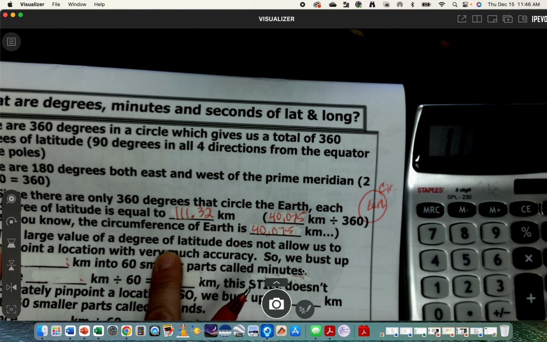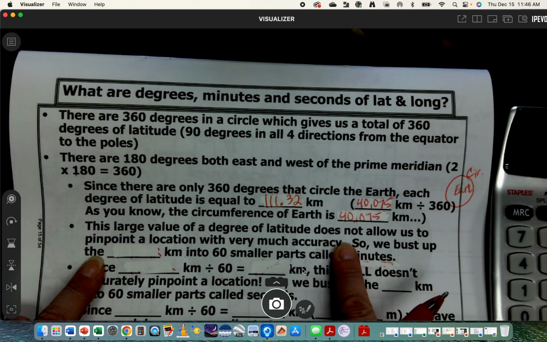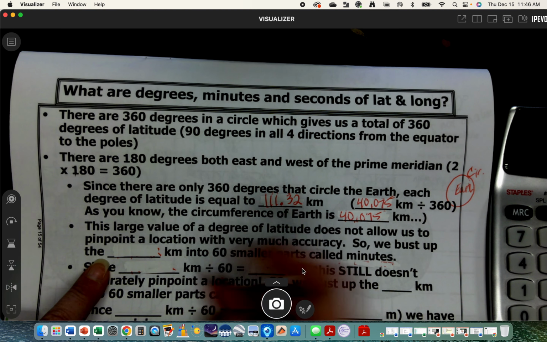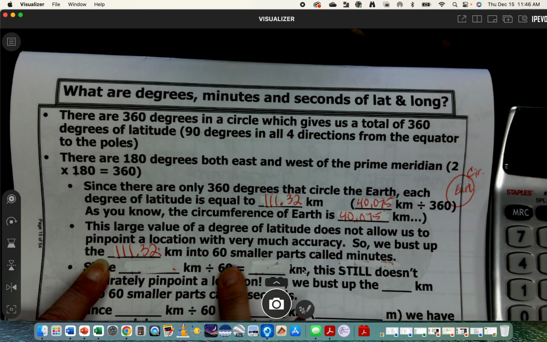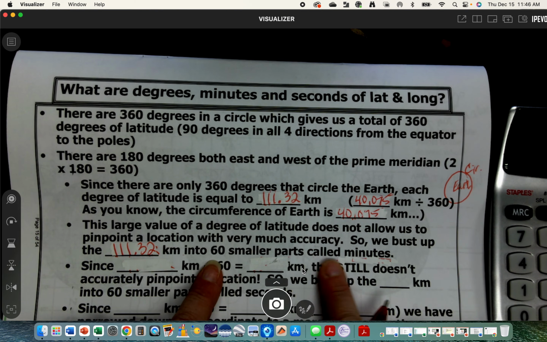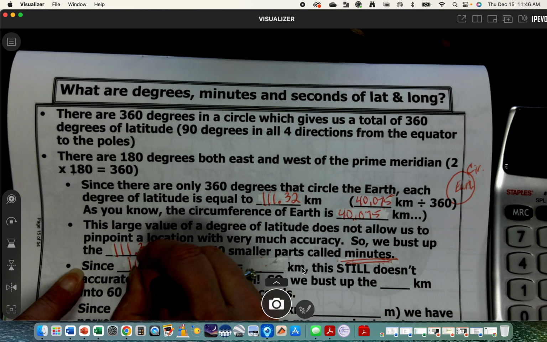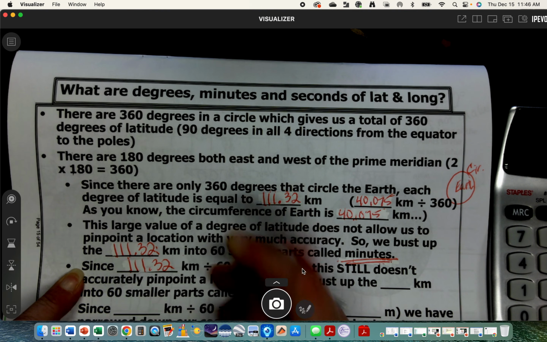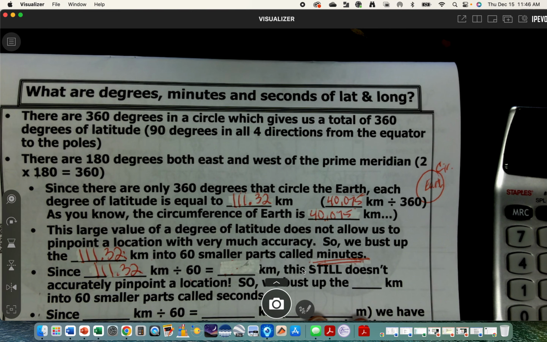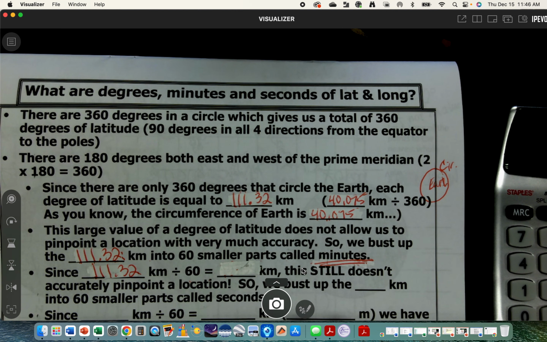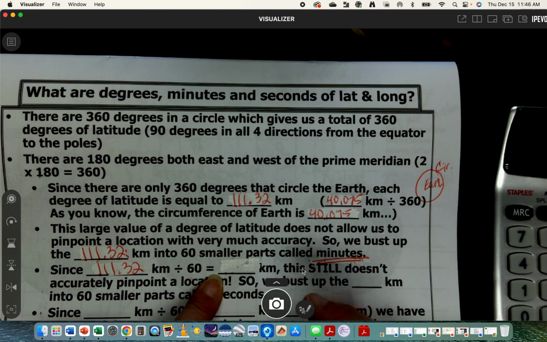This large value of a degree of latitude does not allow us to pinpoint a location with very much accuracy. So we bust up the 111.32 kilometers, everybody's writing, into 60 smaller parts called minutes. Since 111.32 kilometers divided by 60 is, we are going to calculate that and round to the hundredth again. Pause if you need to.